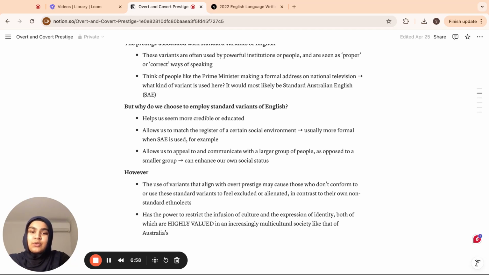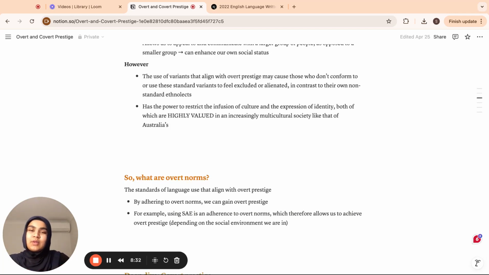On the back of that, it could also therefore restrict the infusion of culture or cultural expression or expression of identity as well, because obviously the language that a person speaks or the words that a person uses are very, very telling about the kind of person that they are. And it's a bit of a problem, especially in Australian society, because increasingly we see that multiculturalism and acceptance of ethnolects, acceptance of new cultures, is increasingly accepted and increasingly aspired to. So these variants that align with overt prestige can therefore sometimes be an issue, especially when we're trying our very hardest to move away from a past that's more homogenous.